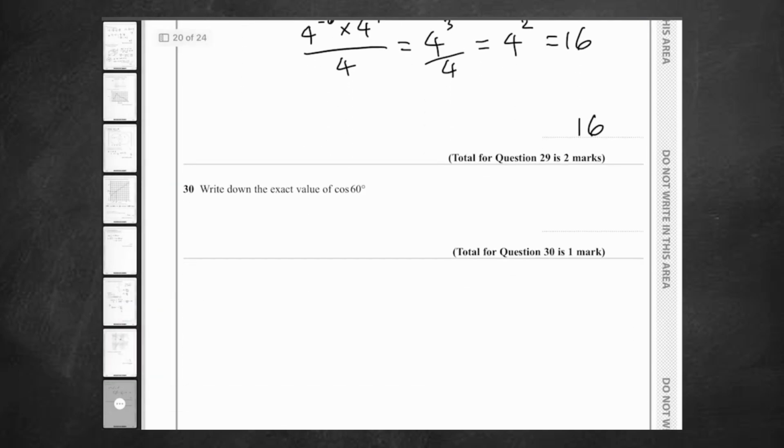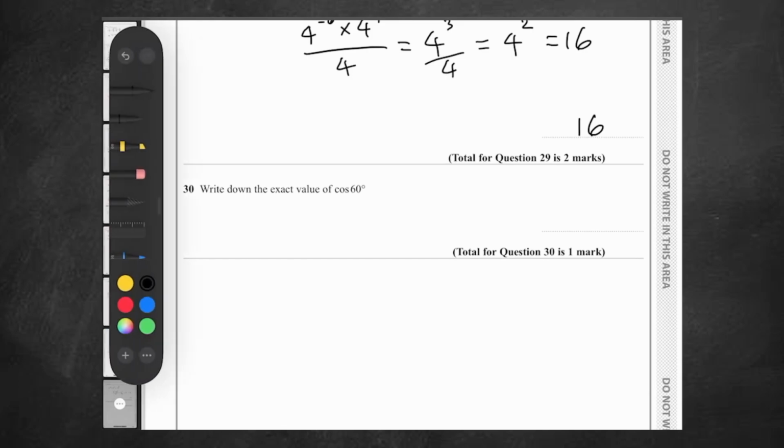Write down the exact value of cos 60. This is just knowledge that you'll need to take into the exam with you. This is a half, which I've written very poorly.